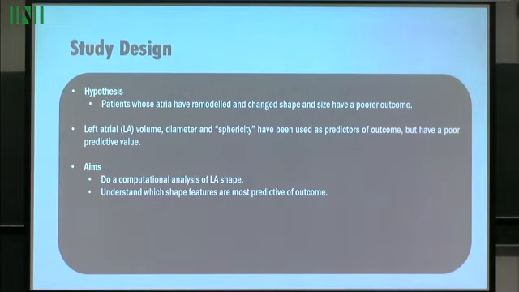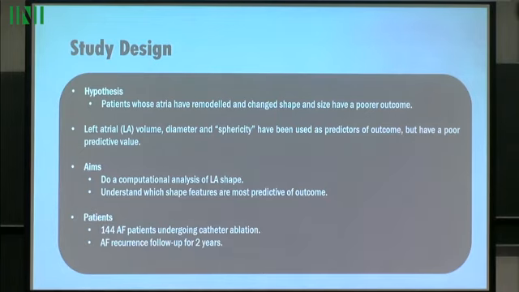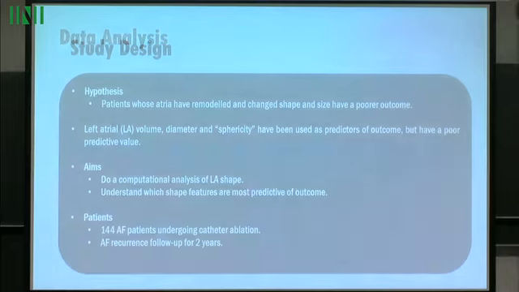But because they had only looked at very specific shape and size metrics at a time, we wanted to do things a little bit more numerically, more computationally, and do an analysis of the whole shape of the left atrium to try and understand which of the shape features would be most predictive of outcome. So we used the data set from 144 patients that had just undergone catheter ablation, and they followed them up for 2 years to see which ones relapsed into AF, had recurrence, and which ones didn't.